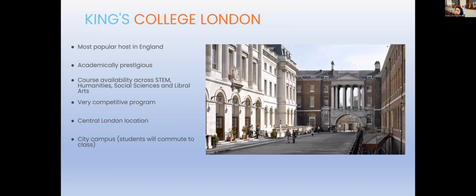By far our most popular host internationally is King's College London. This school is very, very academically prestigious. It is very academically competitive, so keep that in mind. It is, like I mentioned, located in central London, so there's no set campus per se. There's just a bunch of buildings throughout the middle of London. That said, many students like being in the heart of everything. It is very prestigious, and there are a number of courses that you can take.